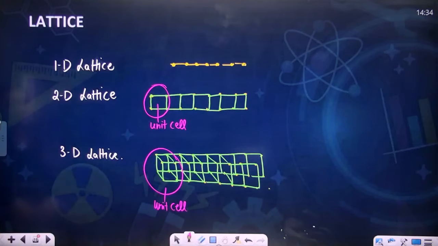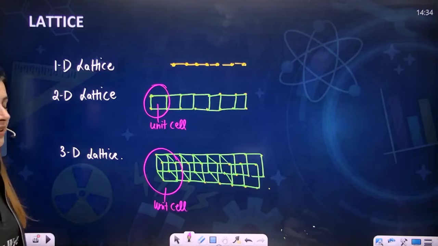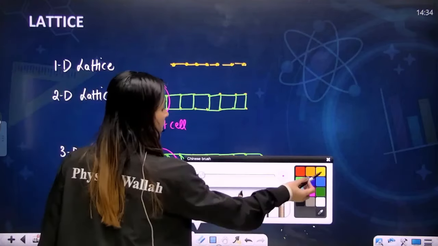Okay, so this is the basic idea of the unit cell and the lattices. I hope you're clear with this. Please pause the video. You can draw it and then you'll see the definitions in the next slide. Okay, perfect. Let's move forward.